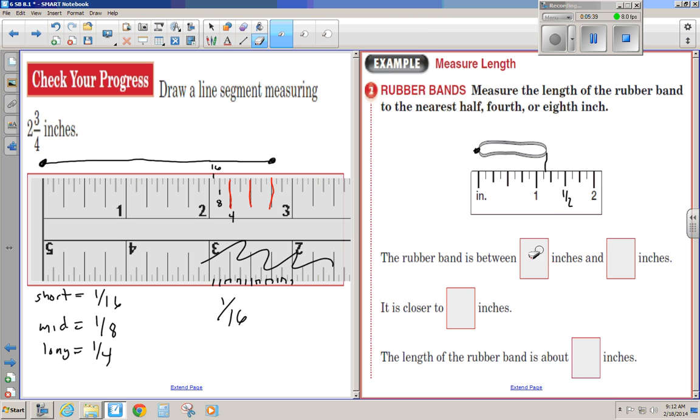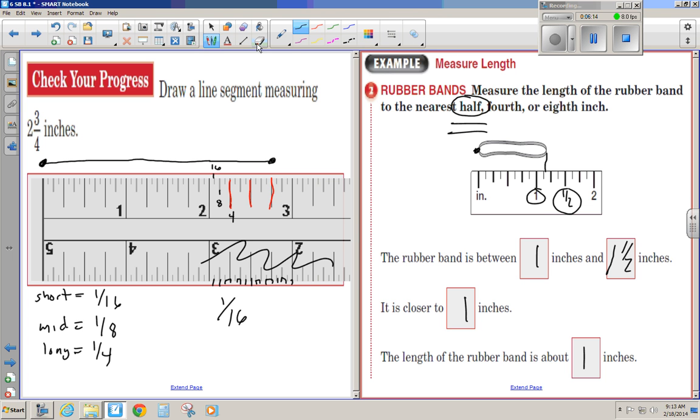All right, so we're going to re-answer these a couple ways. We're going to start with the whole number, the nearest half. Remember that half can be a whole, a half, or a half. So the rubber band is between 1 and 1½, but it's closer to 1 inch, so the rubber band is about 1 inch long. So that's if it was a half.